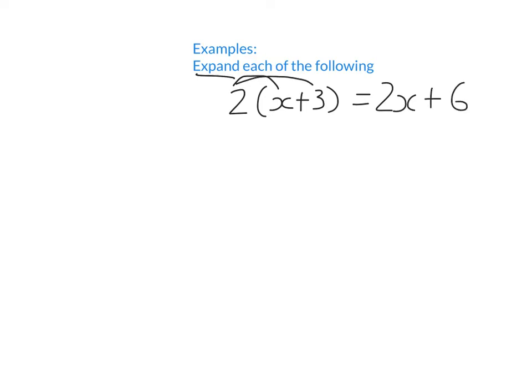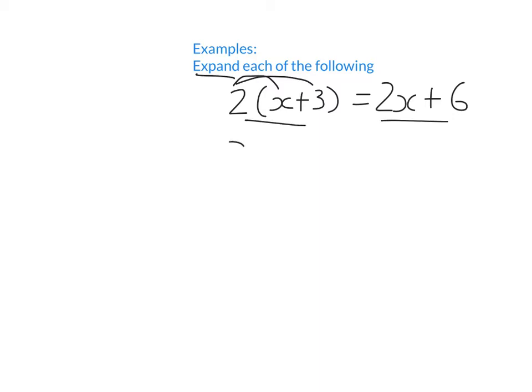Let's say we have something like this, 2 outside of x plus 3, and we're going to expand it. So we're going to start with something that has brackets and then get rid of the brackets. We distribute the 2 to the x, and we distribute the 2 to the 3. So 2 times 3 is positive 6, okay? This and this are exactly the same thing.